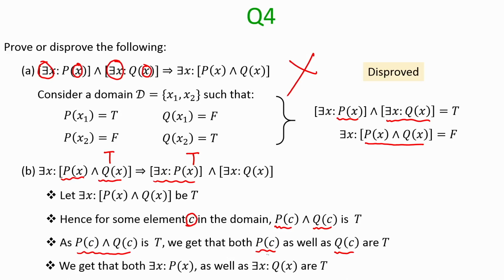And if the proposition P of C is true, that means I can say that the existential quantification there exists x P of x is true, and in the same way, since the proposition Q of C is true, I can say that the existential quantification there exists x Q of x is true. Both of them are true, that means the right hand side is true. That means assuming the left hand side to be true, I can conclude the right hand side is true, and hence this identity is a correct identity.